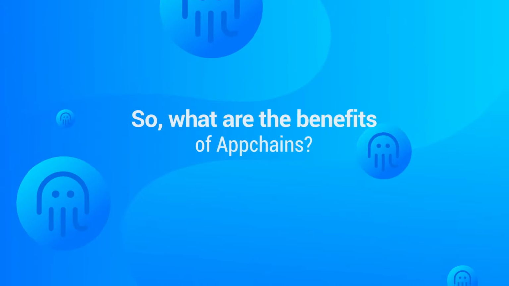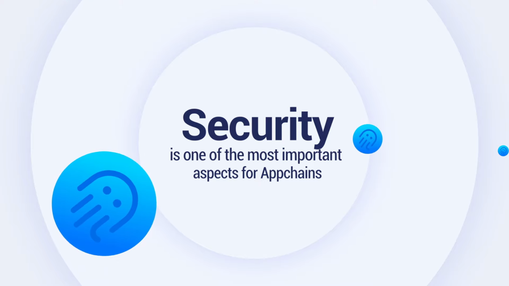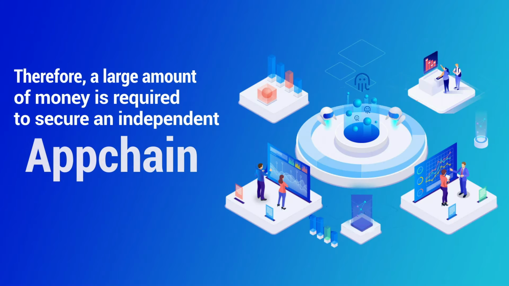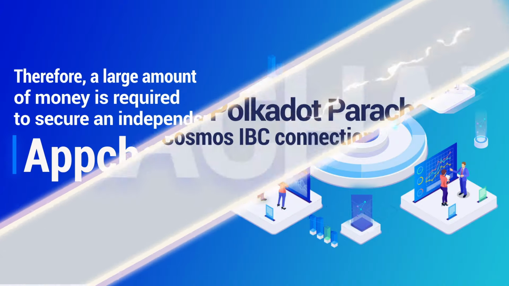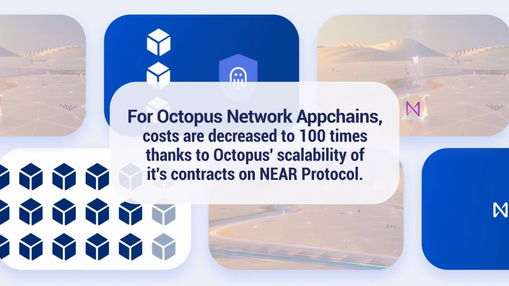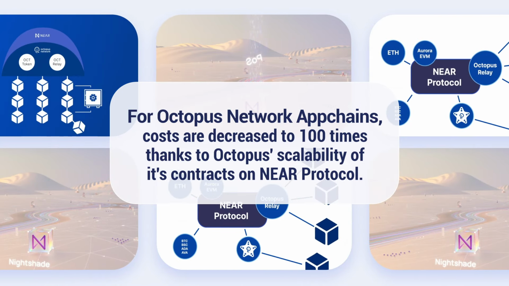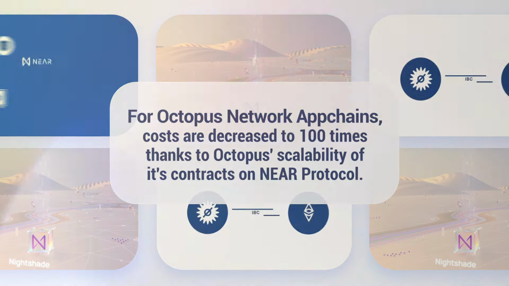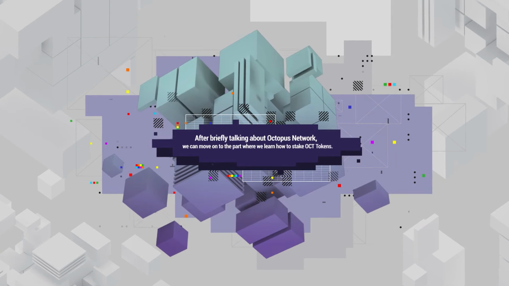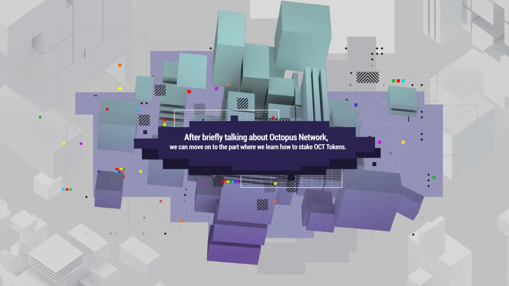So, what are the benefits of app chains? Security is one of the most important aspects for app chains. Therefore, a large amount of money is required to secure an independent app chain, just like with Polkadot parachains and Cosmos IBC connections. For Octopus Network app chains, costs are decreased to 100 times thanks to Octopus scalability of its contracts on Near protocol. After briefly talking about Octopus Network, we can move on to the part where we learn how to stake OCT tokens.